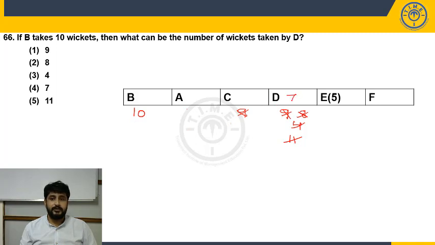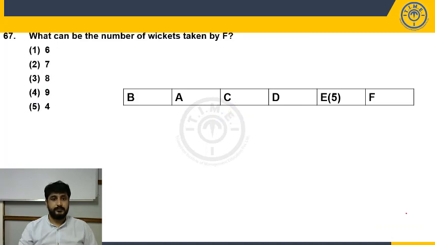So the only remaining is 7, choice 4. If D is 7, C will be 8 and A will be 9, since each of them took a different number of wickets. So choice 4. What can be the number of wickets taken by F? It should be less than 5. Which option? Fifth option. Choice 5.